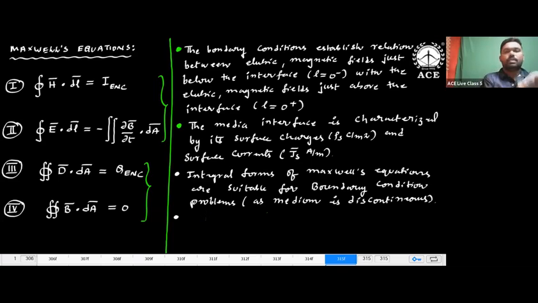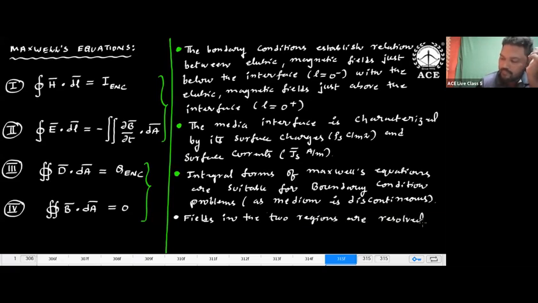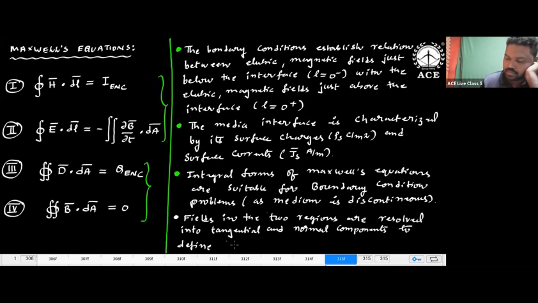Next, beta, one more point. The fields in the two mediums are resolved into tangential and normal components to define the boundary conditions. Let me write down. Later, I'll justify that point. Fields in the two regions are resolved into tangential and normal components to define boundary conditions. What does that mean? I'll explain.